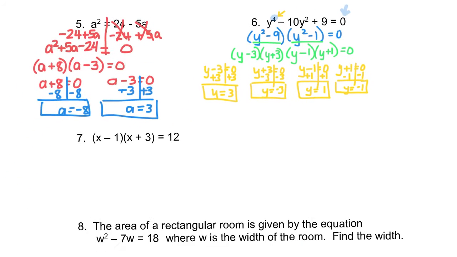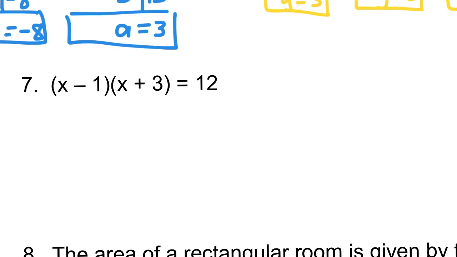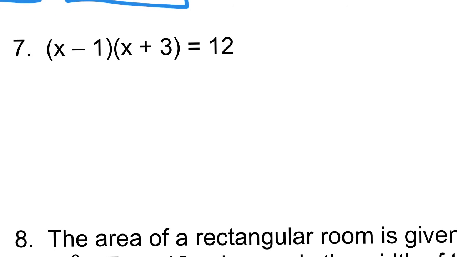Let's look at number 7. On number 7, it looks like we have 2 factors, but here's a problem. Those factors are not set equal to 0. Since they're not set equal to 0, we're going to have to FOIL this and then isolate it so that it's equal to 0. So let's use the FOIL method.